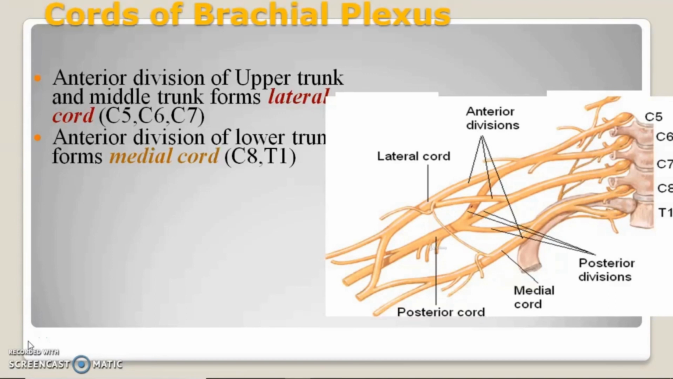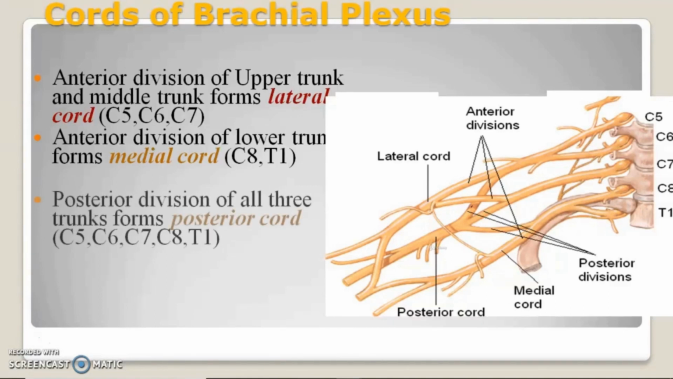Now we will move on to the posterior chord. This posterior chord is formed by all 3 trunks, that is, all 3 trunks have a posterior division. So the posterior divisions of all 3 trunks go to form the posterior chord. It will be carrying all the 5 spinal nerves, starting from C5 to T1. So C5, C6, C7, C8 and T1 spinal nerves and their fibers will be carried on to the posterior chord.